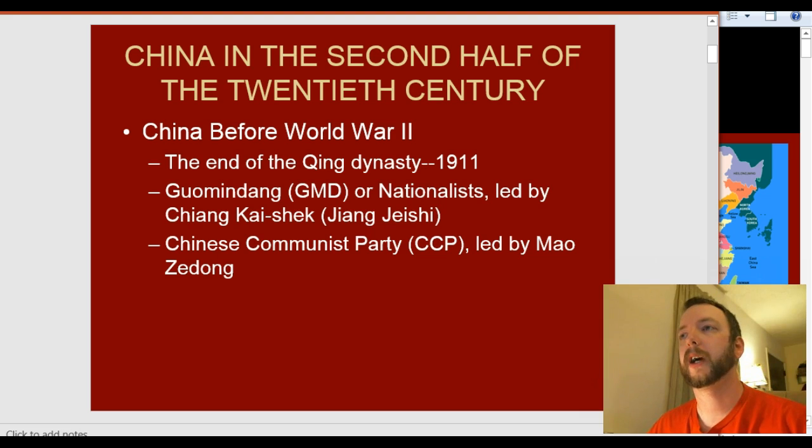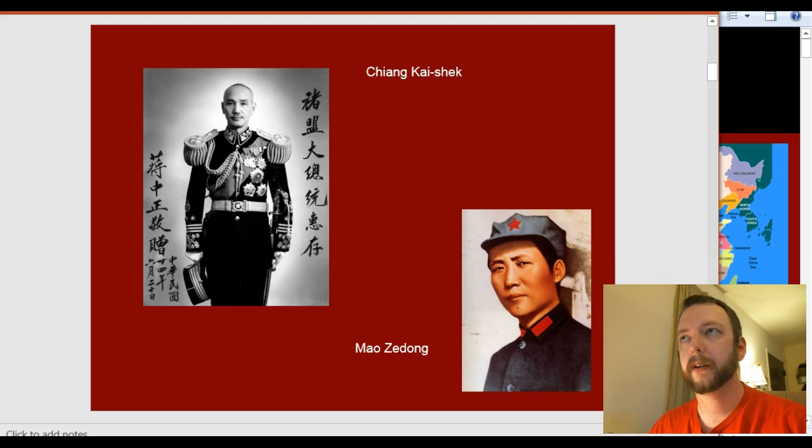And on the other side, we have the Chinese Communist Party, or the CCP. They're led by this guy named Mao Zedong. Here are their senior portraits from high school. Chiang Kai-shek in his brilliant military regalia, and Mao Zedong, who looks like just the everyday Chinese worker, at least in the early days. This is a younger picture of him. Later on, he looks old and fat, but we'll get there in a little while.